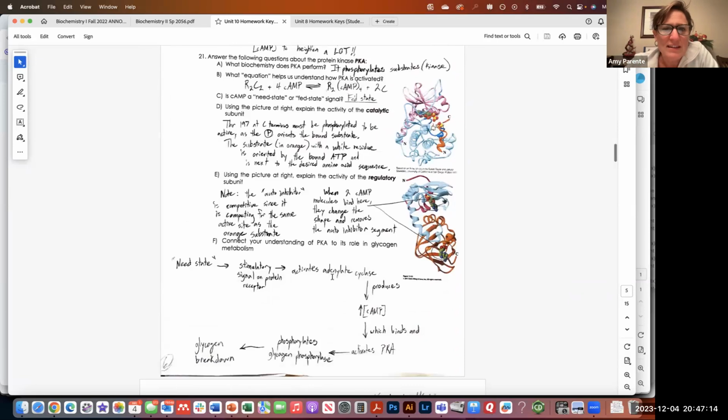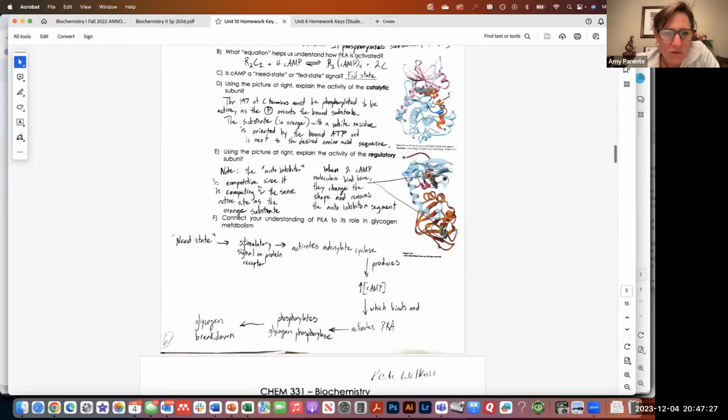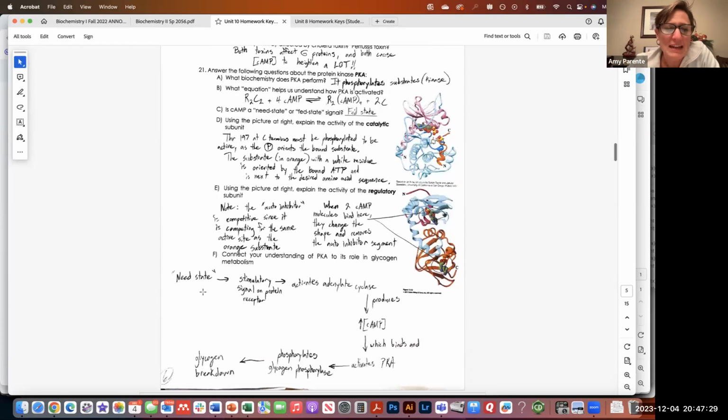So here are some of the things you will see, something that's sort of related to be able to discuss a sort of cascade for me, right? So connect your understanding of PKA to its role in glycogen metabolism. And I don't think there's a separate part here, but again, glycogen metabolism really only has to do with need state. So when you are in a need state, you have a stimulatory signal on a protein receptor. That might be glucagon, it might be adrenaline, any of these stimulatory signals.